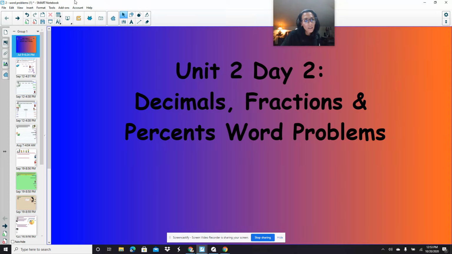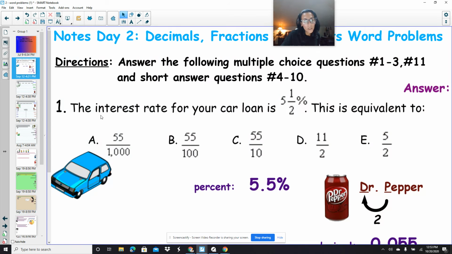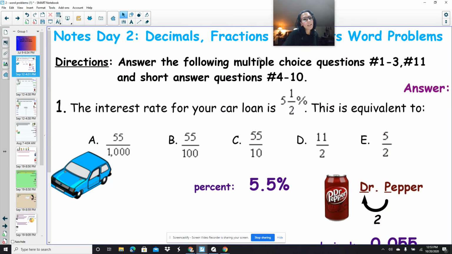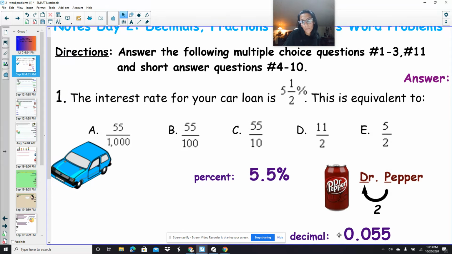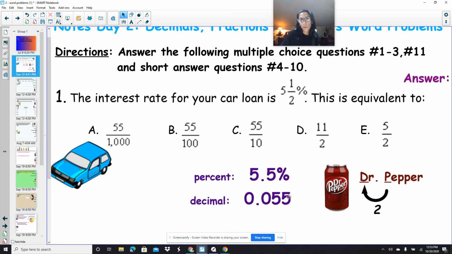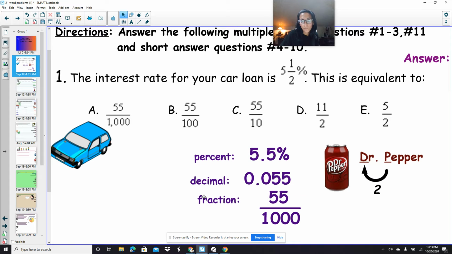So today's lesson is just basically more converting fractions, decimals, and percents. Okay, so this first one, we have a car loan that's 5.5% interest rate. So first, we're going to write that as a percent, 5.5%. And using our Dr. Pepper method, we're going to move it two places to the left to convert it from a percent to a decimal. So you need to know the place values in order to now go from a decimal to a fraction. This is our tenths, hundredths, thousandths place, and so we're going to write this as 55 over 1,000.